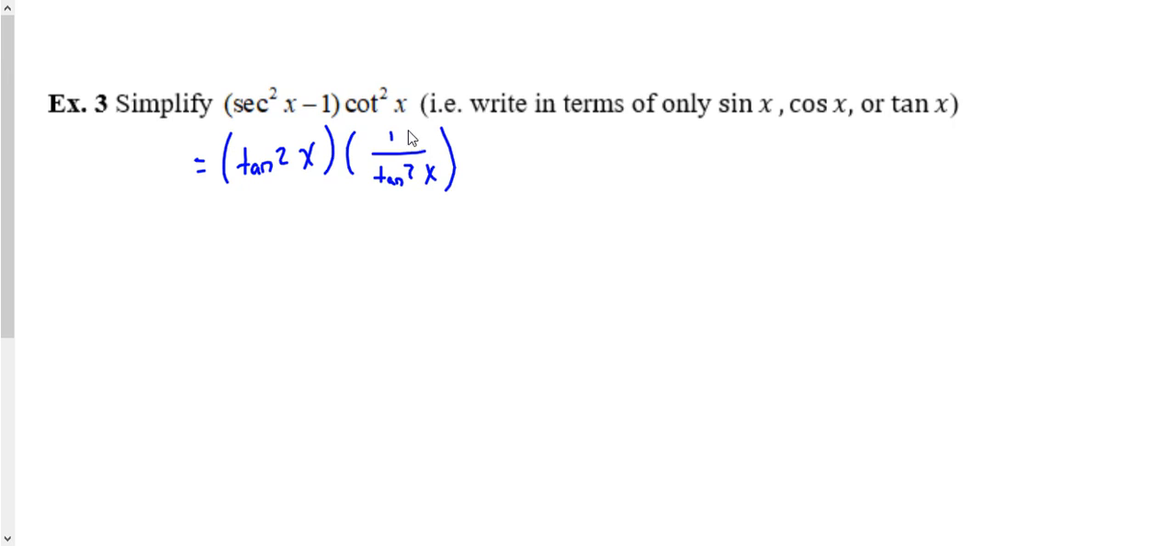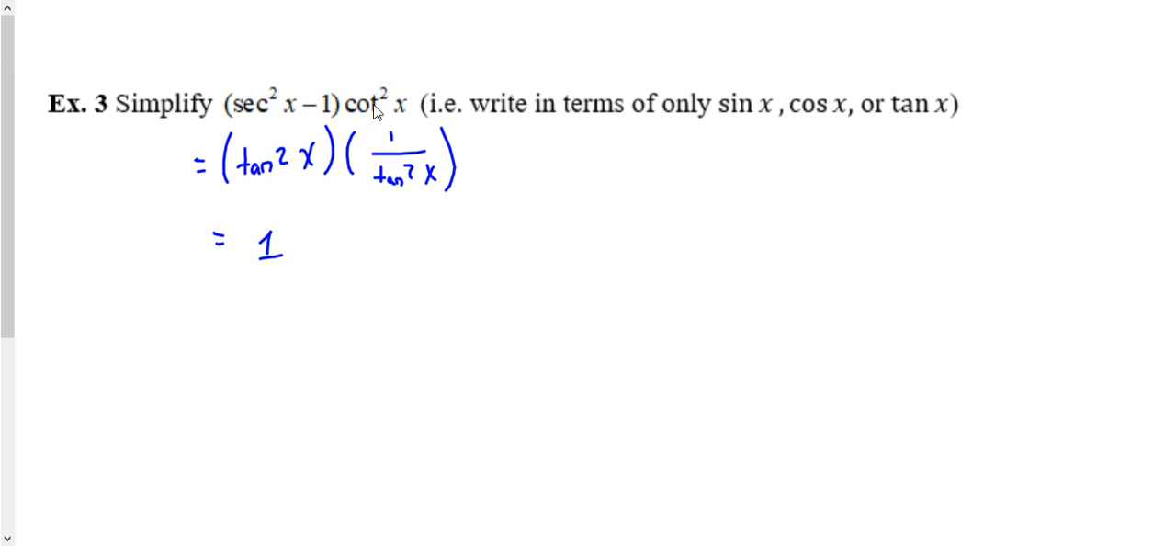And of course, if I multiply these two together, that's just tan squared x and tan squared x will just cancel out. I'm left with just 1. Okay, basically that's how we would do this one. So we converted all these into just sine, cosine, tangent.